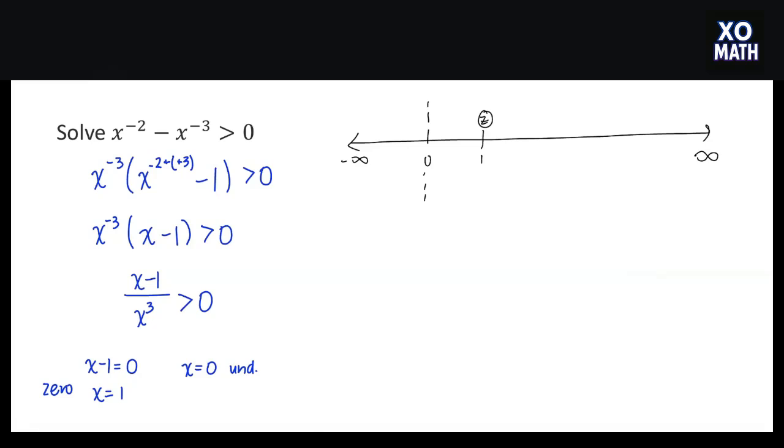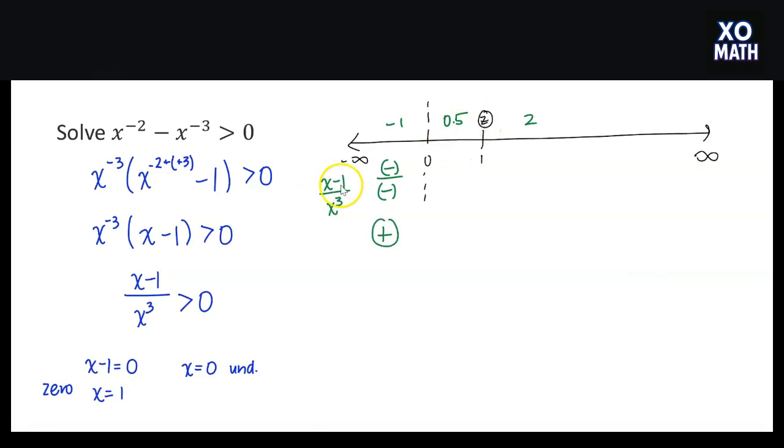And then we'll pick some test values. So negative 1 is between negative infinity and 0. Between 0 and 1, let's pick a half or 0.5. And between 1 and infinity, let's pick 2. And we'll substitute that into the factored version, x minus 1 all over x cubed. And so negative 1 minus 1, that's a negative in the numerator. A negative cubed is going to give me a negative. So a negative over a negative is a positive.